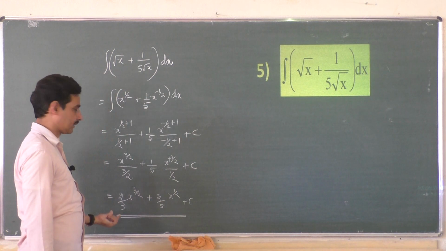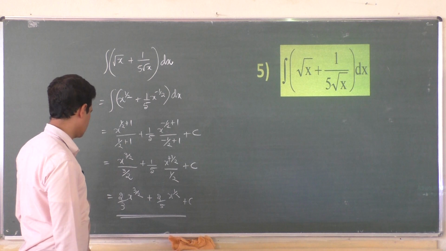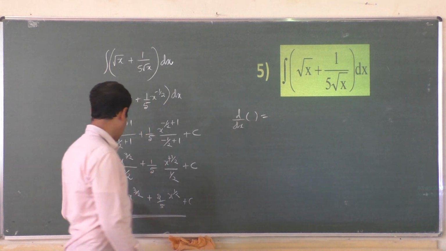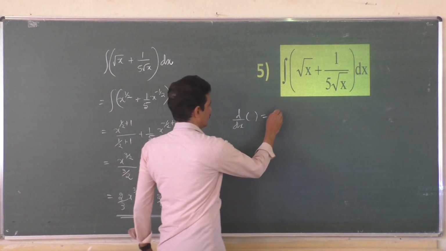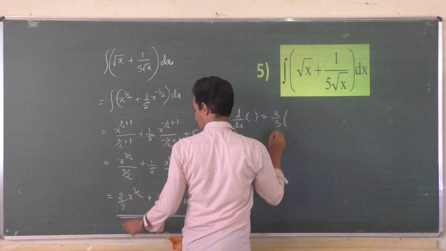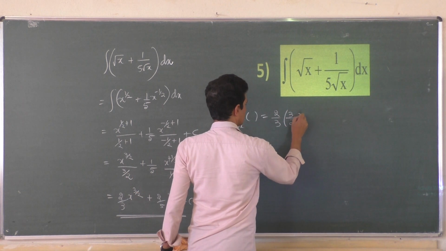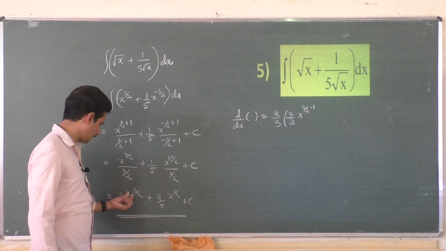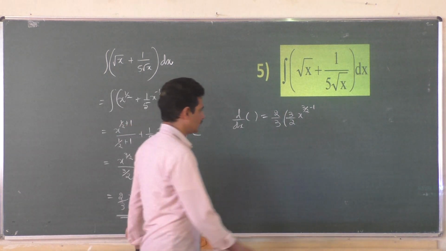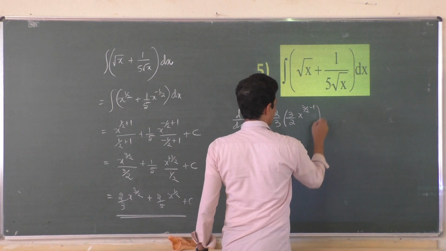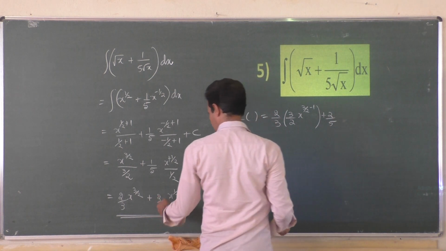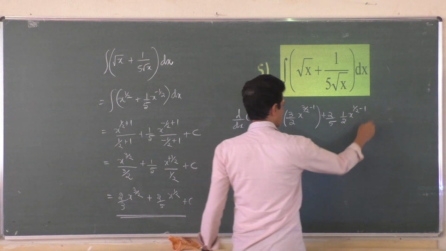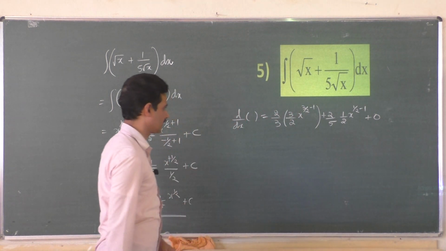You should get this back, correct? So how do you differentiate this? d by dx of that equation comes to 2 by 3 into n, which is 3 by 2, n x to the power n minus 1, so 3 by 2 x to the power 3 by 2 minus 1, plus 2 by 5 into n x to the power n minus 1, plus constant, differentiation is 0.